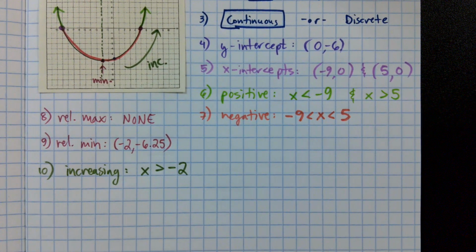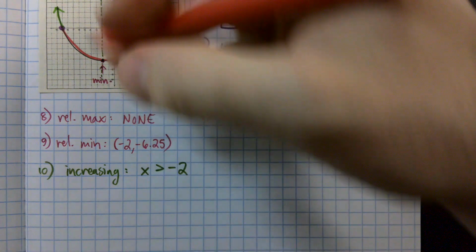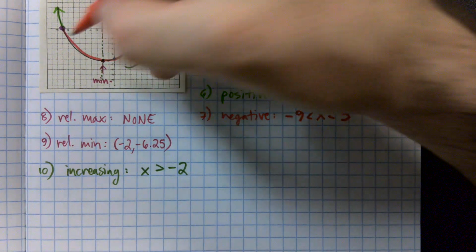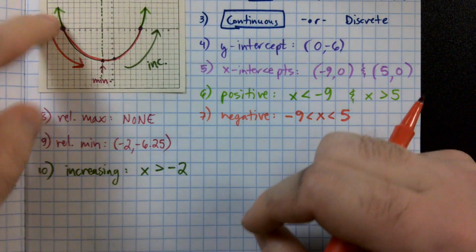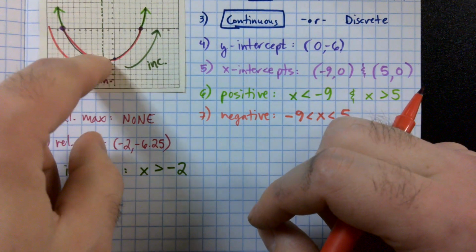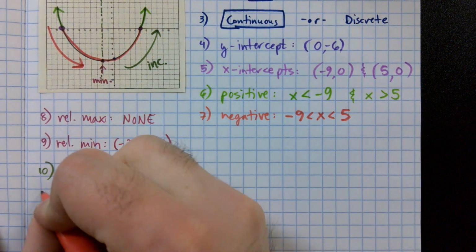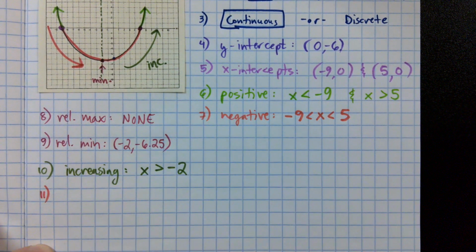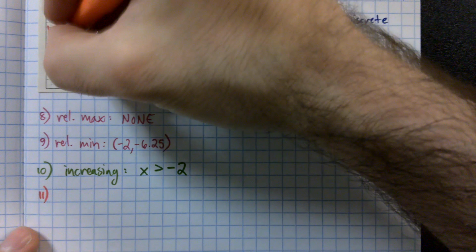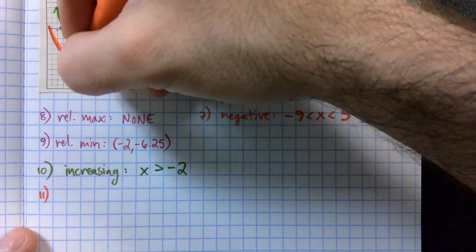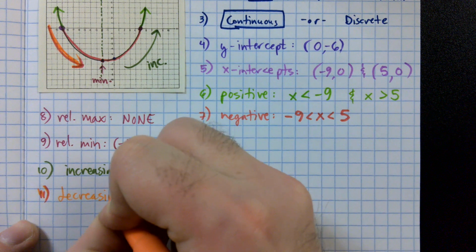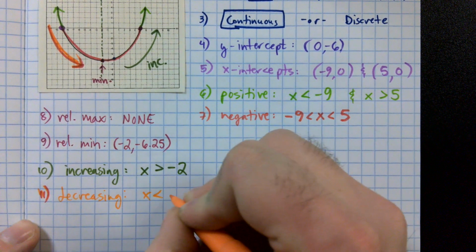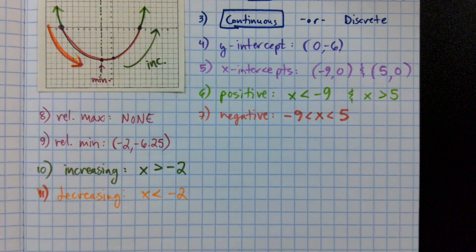Right? Anything greater than negative 2 is increasing. And anything less than negative 2 is when I'm decreasing. I'm dipping down, down, down, down, boom, until I hit negative 2. So my function is decreasing when x is less than negative 2.